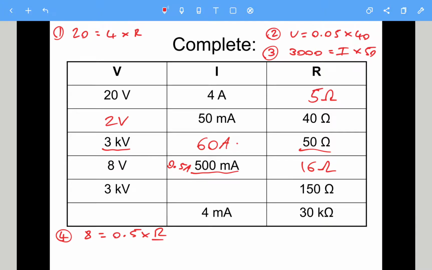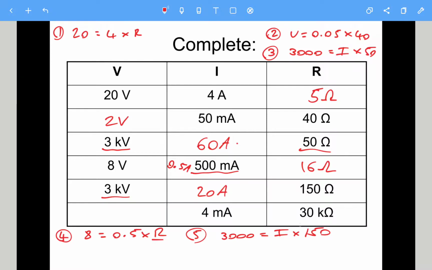Next one, number 5. Again, we've got 3 kilovolts, which is 3,000 volts. So voltage is current times resistance. We've got voltage of 3,000 equals current I times resistance 150. So we need to get rid of the times 150. So 3,000 divided by 150 gives us 20 amps.